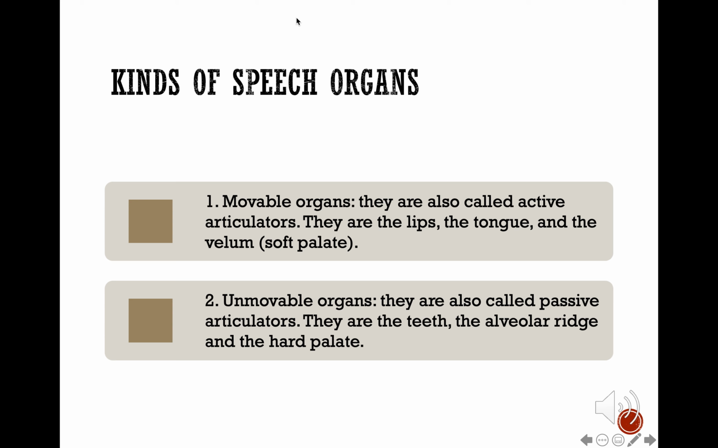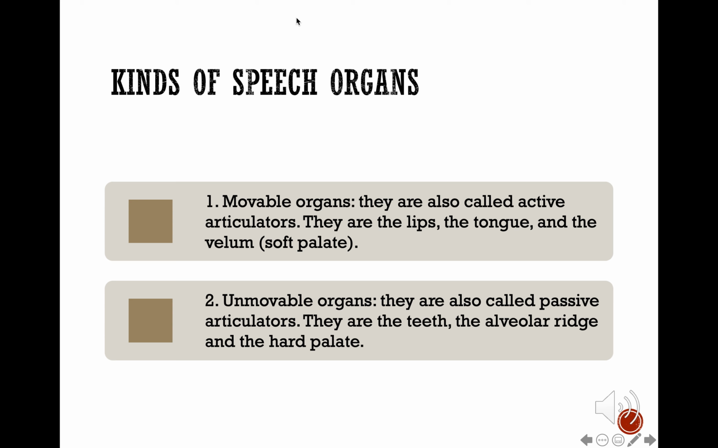As we said, speech organs produce the sounds of language. The organs used for speech include the lips, the teeth, the alveolar ridge, the soft palate, the hard palate, and the tongue. These organs can be divided into two types. First, movable organs, and then unmovable organs.